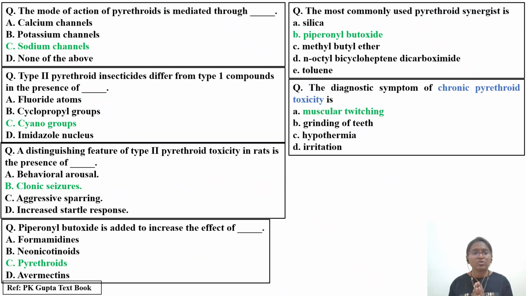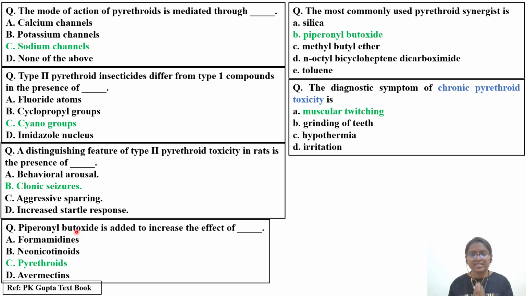Okay, so in the textbook only some fill-in-the-blank and true or false statements are there, so I compiled all this so that it will be easy for you people to quickly revise. So we have: the mode of action of pyrethroid insecticides is mediated through sodium channels. Type 2 pyrethroids differ from type 1 compounds in the presence of a cyano group. A distinguishable feature of type 2 pyrethroids in rats is the presence of clonic seizures, which you see only in the case of type 2.